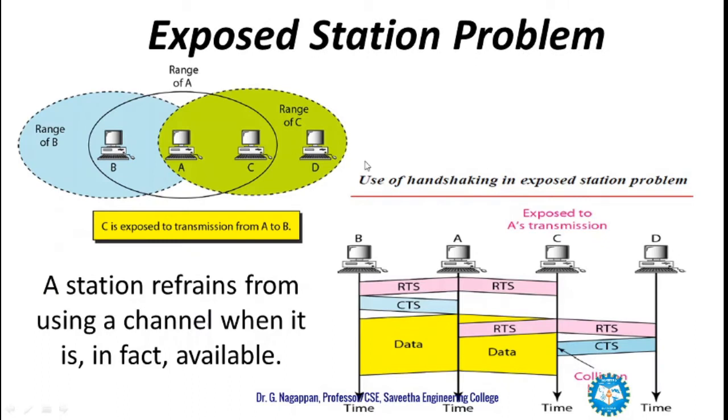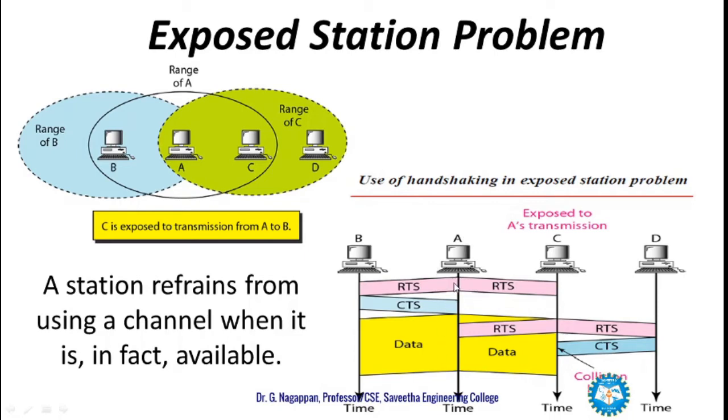But what about the exposed station problem? Here this is the range of B, this is the range of A, and this is the range of C. C is exposed to the transmission from A to B. So a station refrains from using a channel when it is in fact available. The use of handshaking in the exposed station problem is going to be shown here.